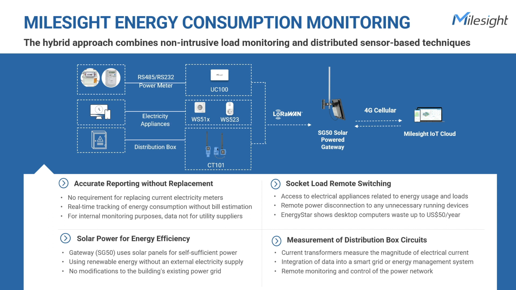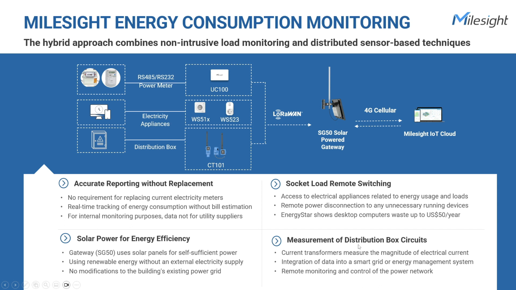In some developed countries, it can be challenging for individuals or organizations to connect rooftop gateways to the power supply due to restrictions on modifying the existing power grid infrastructure. However, the Milesight solar-powered LoRaWAN gateway SG50 offers a solution by creating a self-sufficient power system using green energy. This innovative approach not only reduces power consumption but also eliminates the need for any modifications to the building's existing power grid. Smart current transformers can measure the magnitude of current in a non-intrusive method.